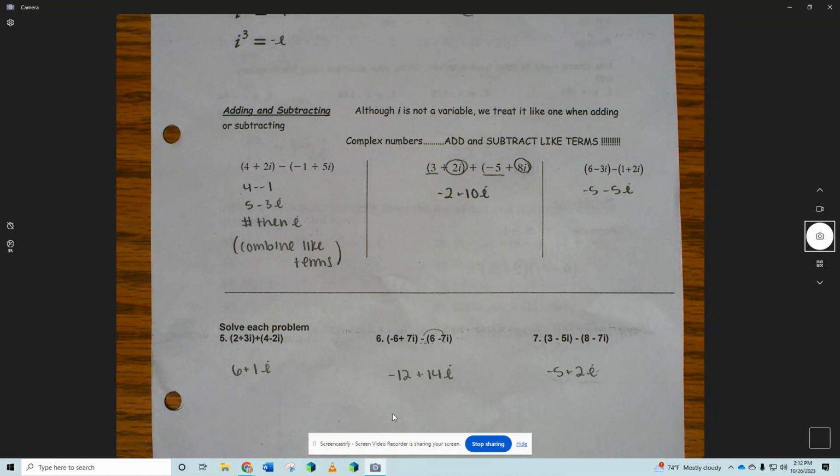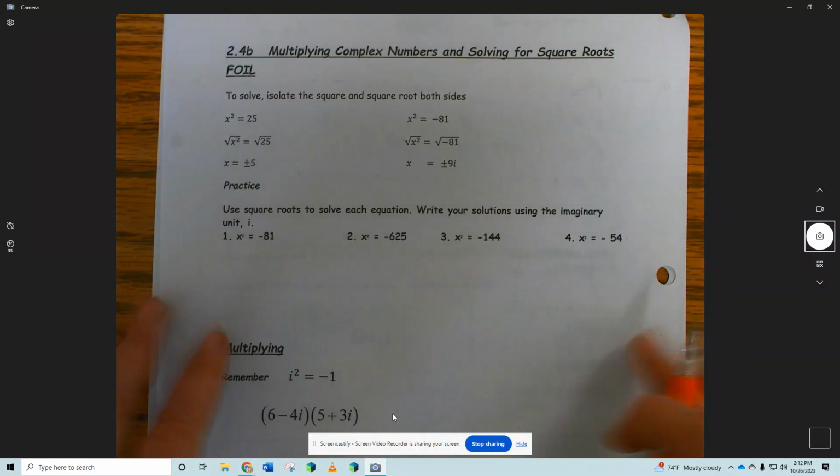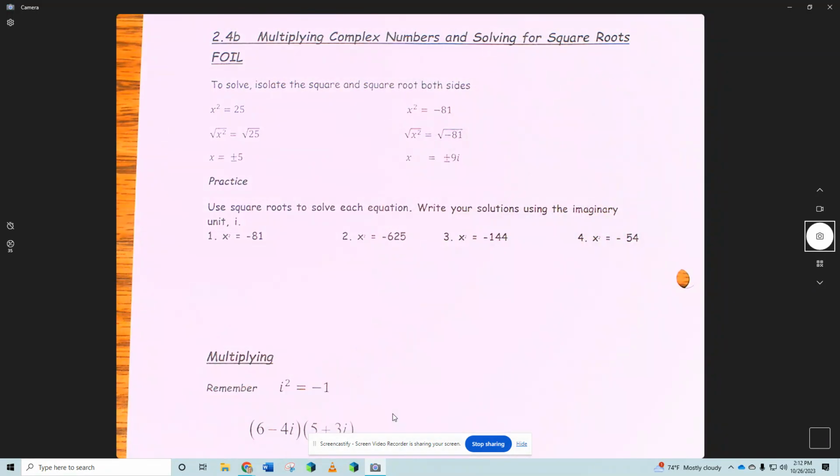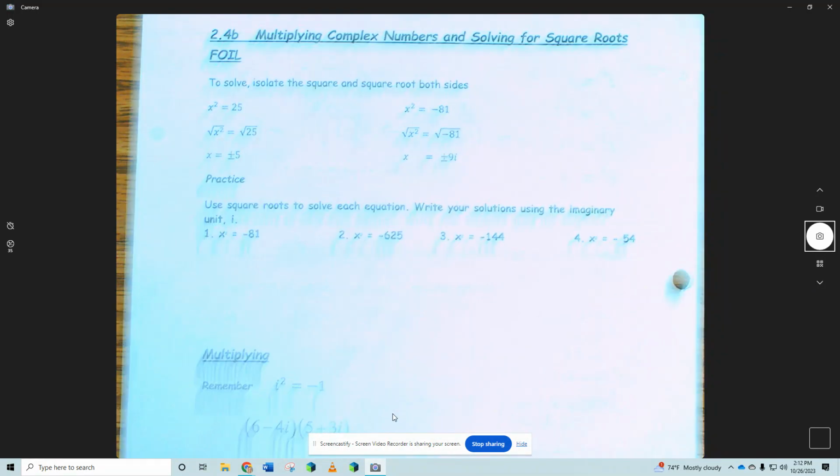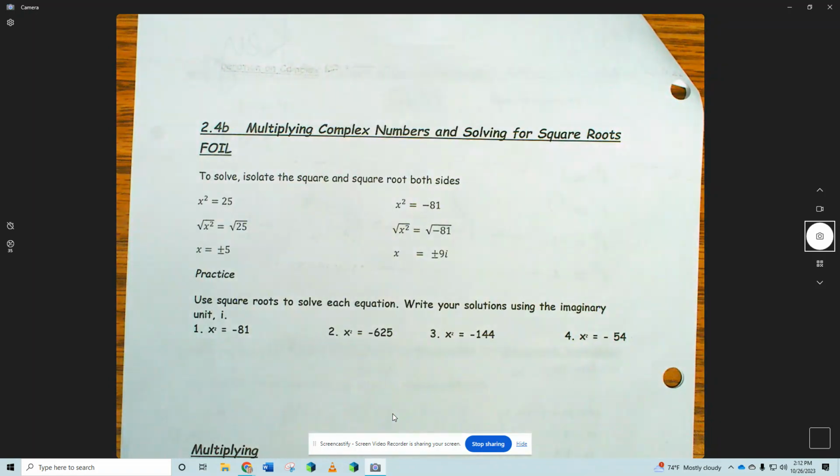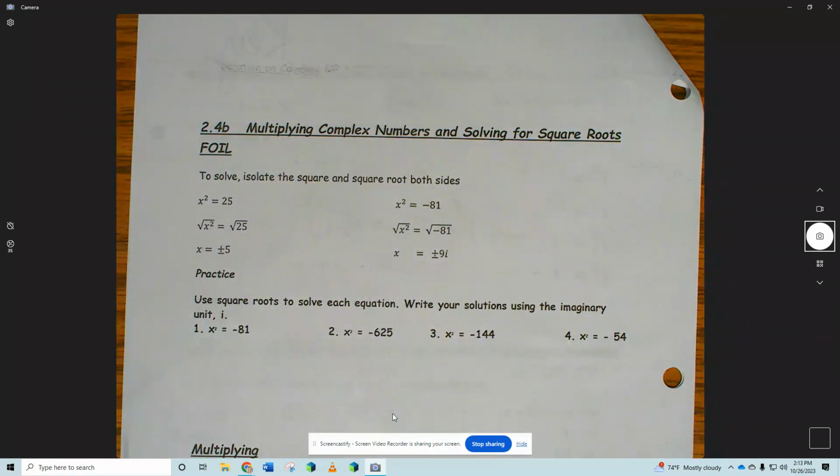Okay, so I'm assuming you got those 7 copied down. I now want to go on to the next lesson. So let's do multiplying. One big thing that I just said to all the kids sitting in here right now is that i squared equals -1.